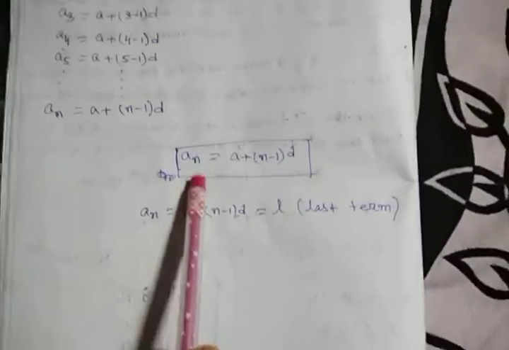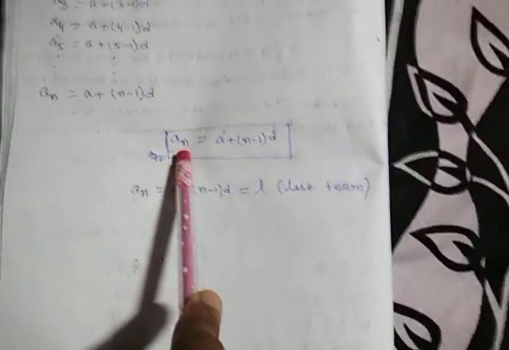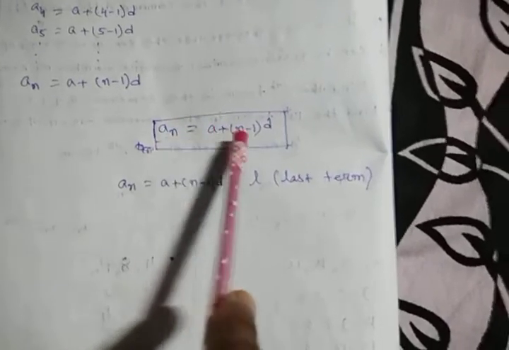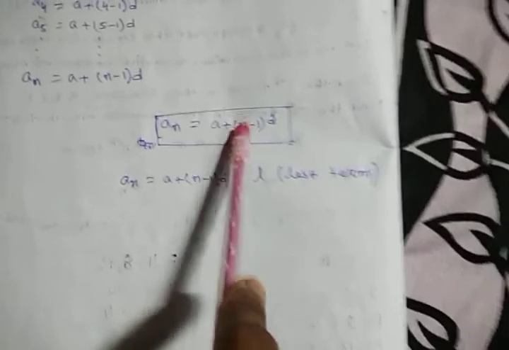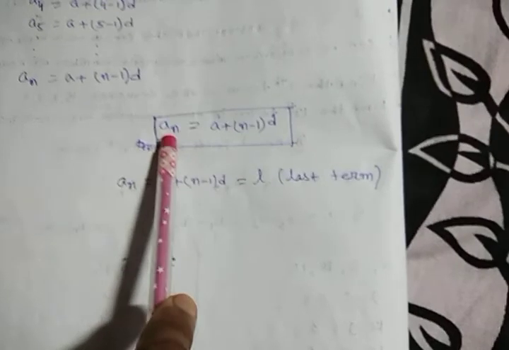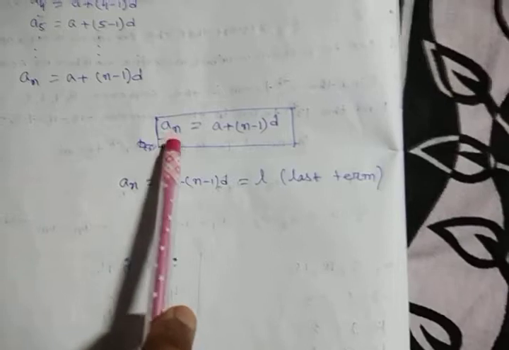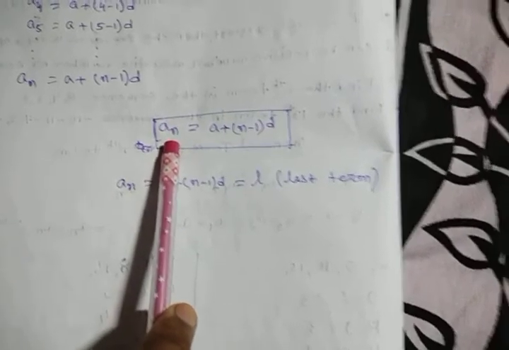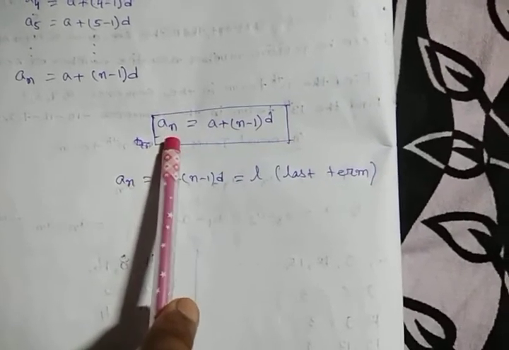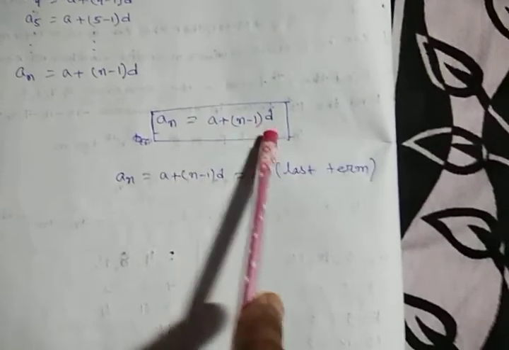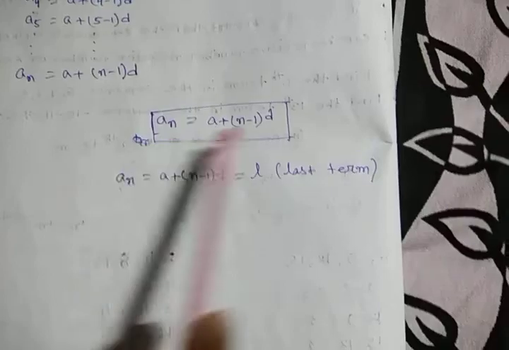Like suppose if we put n equal to 1, that means a1. Then 1 minus 1 is 0, so there will be a only, and that will become the first term. Now if we put n equal to 2, a2 will be a plus 2 minus 1, that is 1, that means d. So a plus d, that will be the second term. So in this way we can find any term.